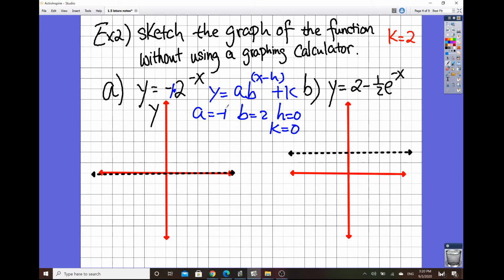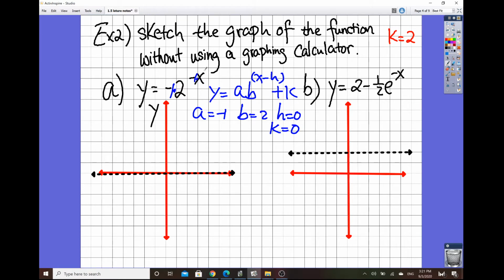And now the rest of this, the base is 2. It looks like we do have a negative here, so that means it's a double reflection. The negative right in front of the whole function is a reflection over the x-axis. The -1 right in front of that variable is a reflection over the y-axis.